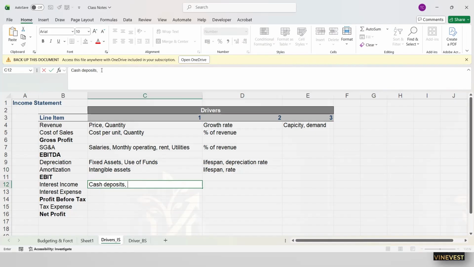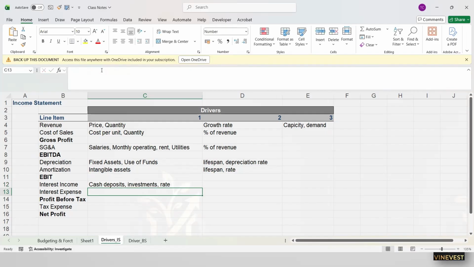There are also some other investments that are maybe not part of the core revenue of the company, but they might invest their cash. What is the rate that they are getting for any deposit or investment they've made? That will help us to drive our interest income.